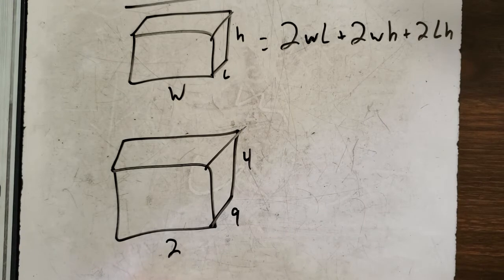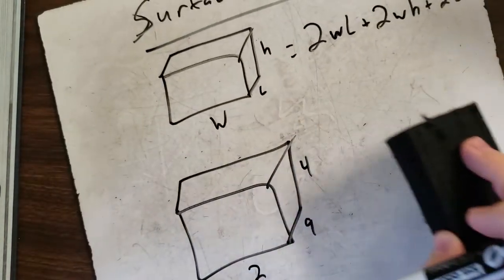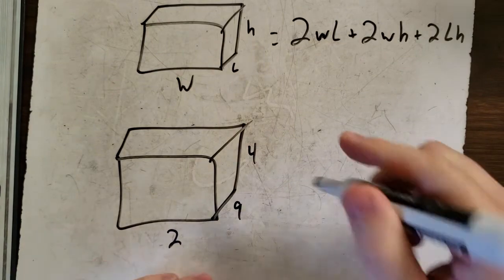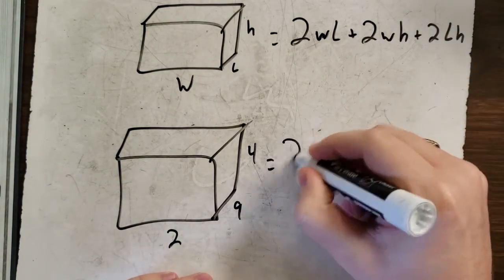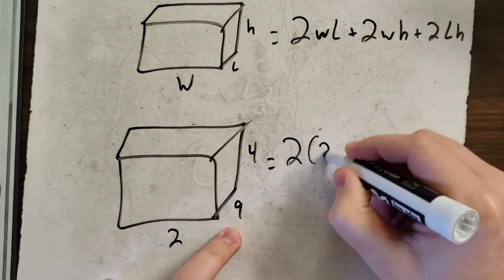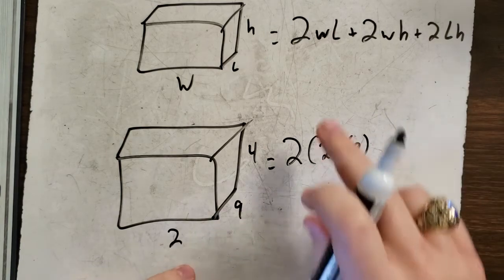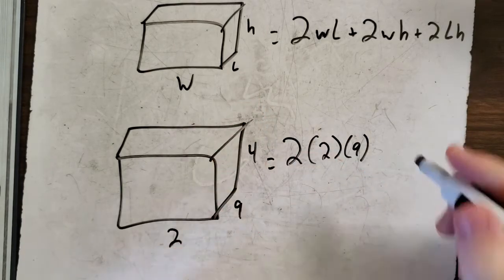Okay, so let's plug it in the formula, right? So 2 times everything, right? It's going to be 2 and then W times L, so your width times your length. So 2 times 2 times 9. Okay, that's our first bit. So I just did 2 times width times length. Here's our width and length, all right?